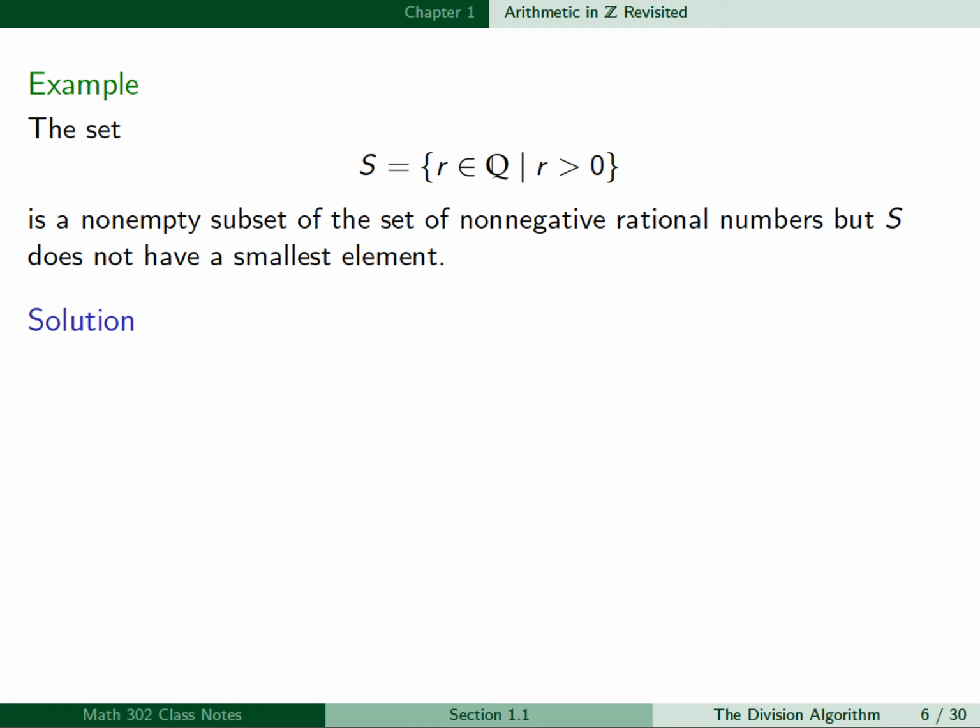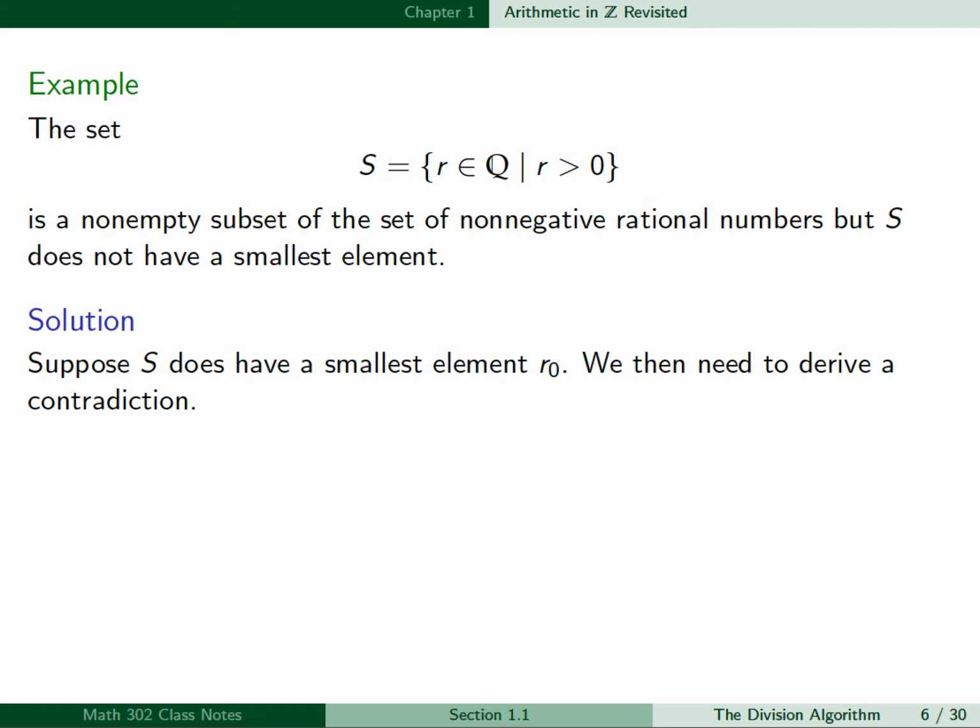So for this example, to prove this using a proof by contradiction, we're trying to show that S does not have a smallest element, so we'll suppose that is false. So we'll suppose that S does have a smallest element, r sub 0. We then need to derive a contradiction. So let's consider r equal to 1/2 r sub 0. So r sub 0 is the smallest element of our set S, and we're going to look at the number r equal to 1/2 r sub 0.